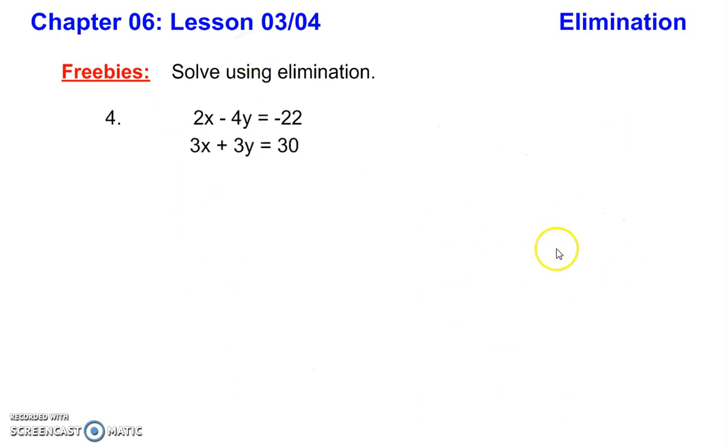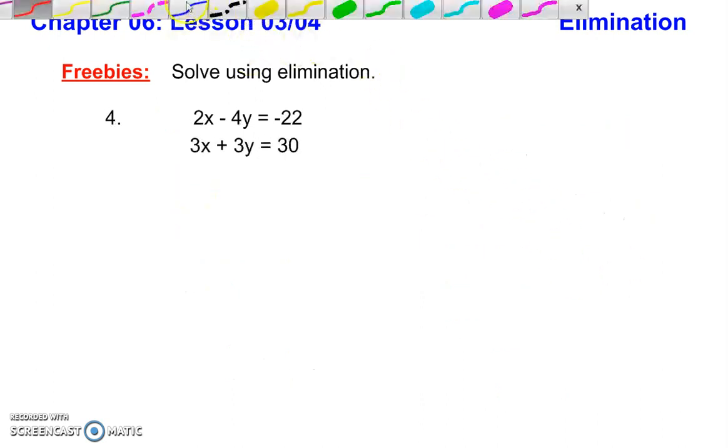Okay, so number 4, we've lined up the two expressions, and neither of the coefficients are equal. Neither of them are opposites. We have opposite signs here. 2 doesn't go into 3, 4 doesn't go into 3, so you're going to have to multiply them both. Which one is up to you. You can multiply both of these to make them 12, or multiply both of these to make them 6.